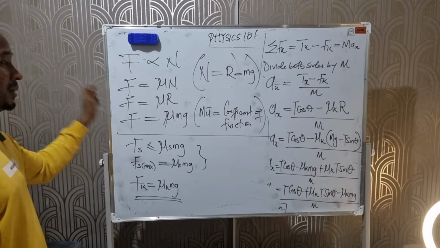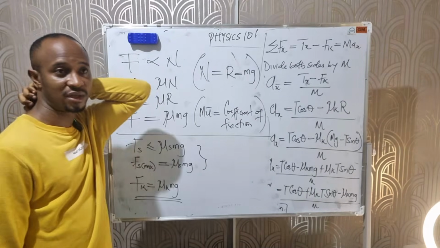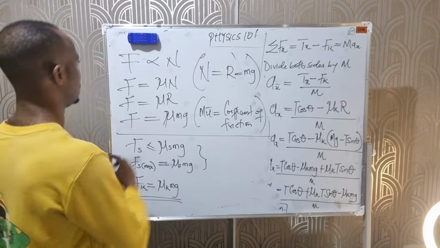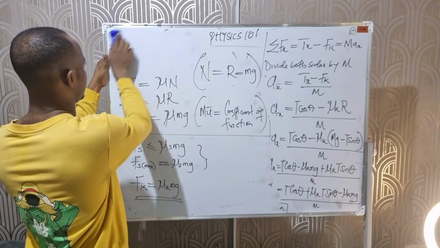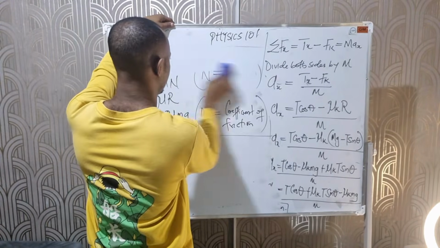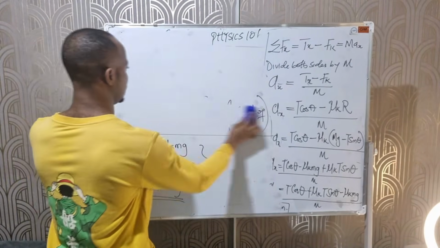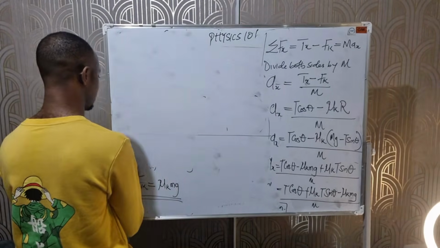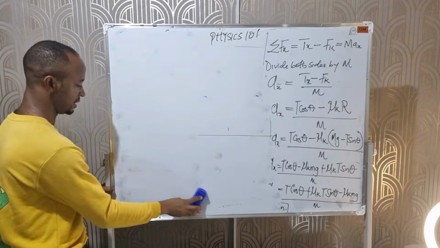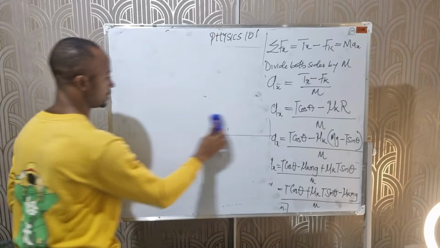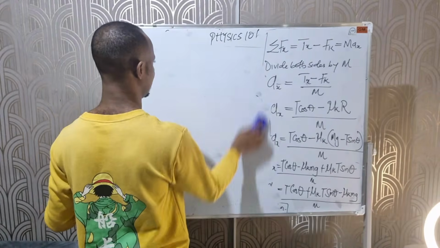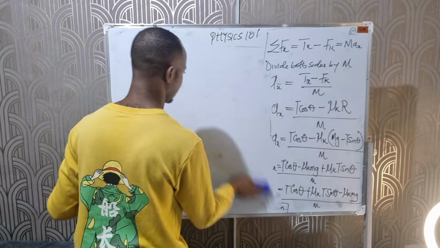Okay, now we have seen the laws of friction. Let's look at the advantages of friction. Friction makes walking possible. Without friction, it is practically impossible to walk. That's the first advantage of friction.